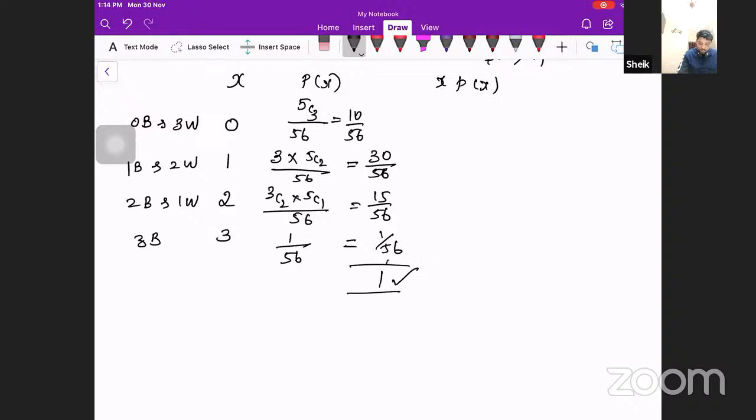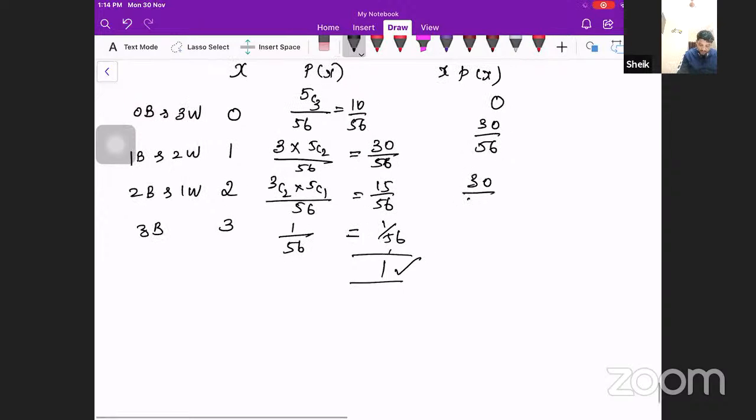Next one is x into P of x. So this sum is going to be my answer. 0 into 10 by 56, 0. 1 into 30 by 56, 30 by 56. Don't waste your time by simplifying these things. Leave as it is.